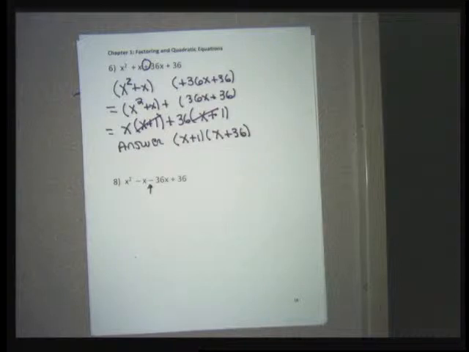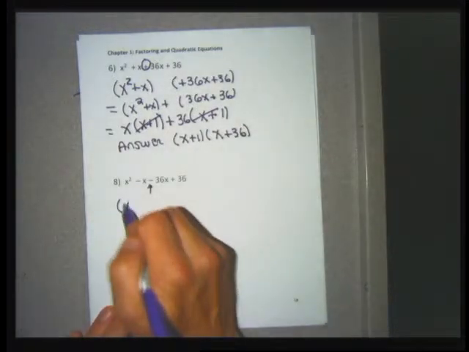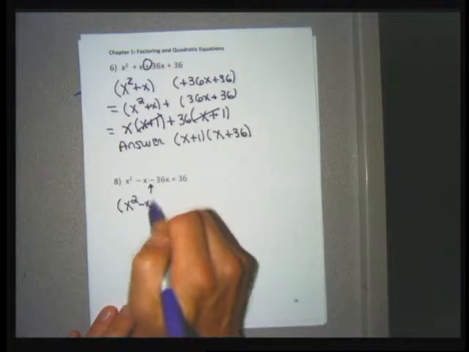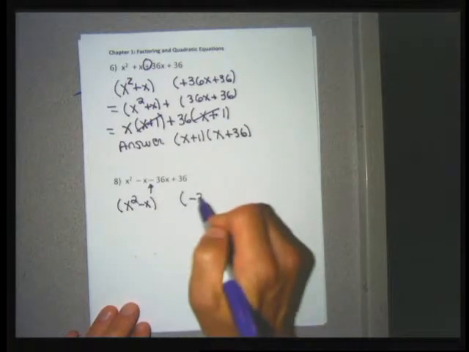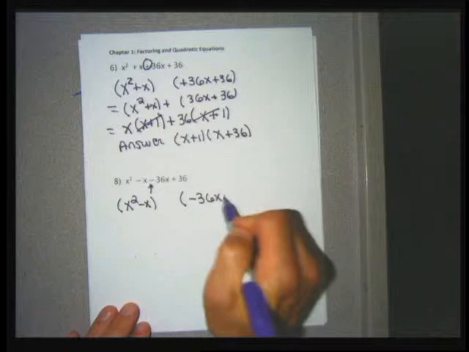Second one's the tricky one. 8 is the tricky one, should I say. Make 2 groups. First group, x squared minus x. Second group, the negative needs to go inside the parentheses, and I need to factor that negative out.